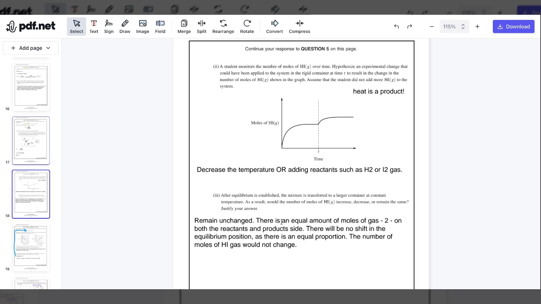There is an equal number of moles of gas, 2, as I just said. There's 2 in the reactants, 2 in the products. There will be no shift in the equilibrium position as there is an equal proportion. So the number of moles of HI gas is not going to change because changing the volume isn't going to change that relative number.